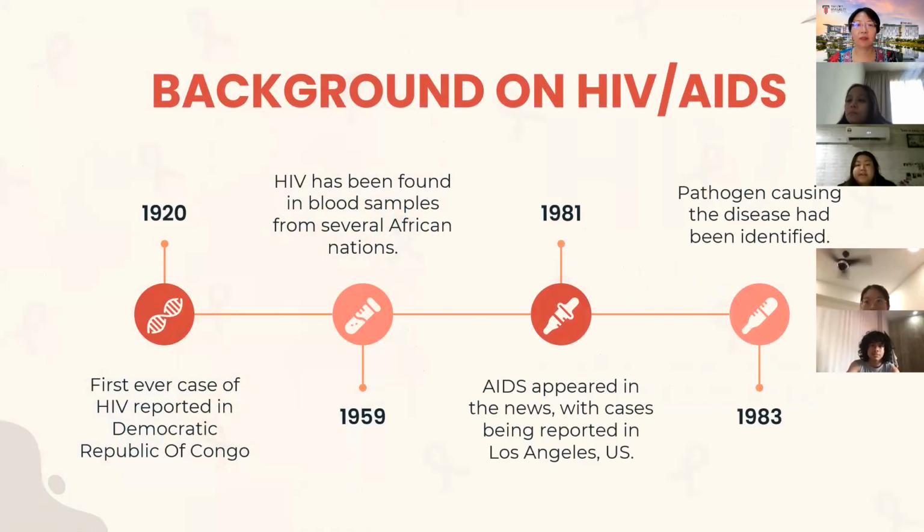So now we have the background on HIV and AIDS. In 1920, the first ever case of HIV was reported in Democratic Republic of Congo. In 1959, HIV was found in blood samples from several African nations. In 1981, AIDS appeared in the news with cases being reported in Los Angeles, United States of America. And in 1983, the pathogen causing the disease had been identified.